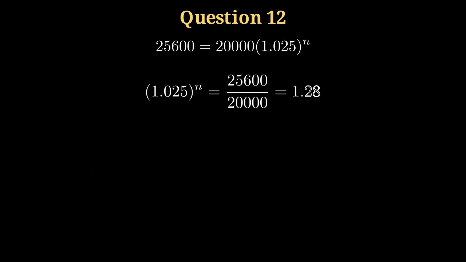Divide both sides by 20,000. 25,600 over 20,000 is 1.28. So 1.025 to the power n equals 1.28.